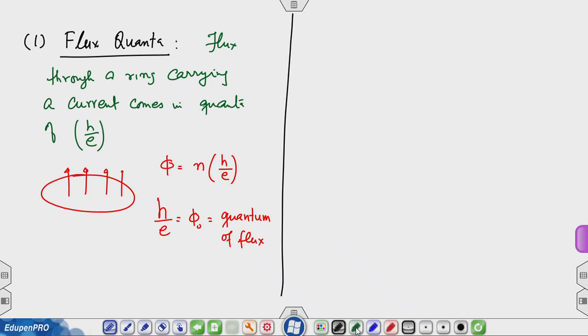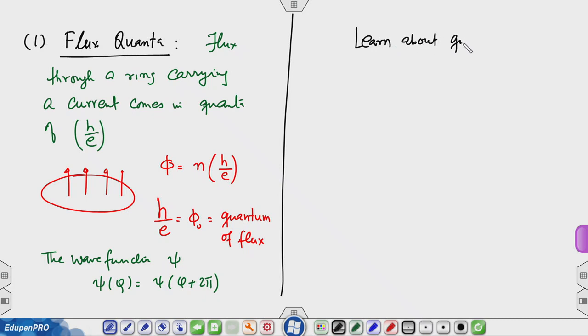Okay, this comes about because you want a wave function psi such that psi at phi is equal to psi at phi plus 2 pi or 2 n pi. So, this uniqueness of the wave function gives you flux quanta. I'll let you learn about it yourself. So, learn about quantum of flux. You must have done it in your quantum mechanics course.